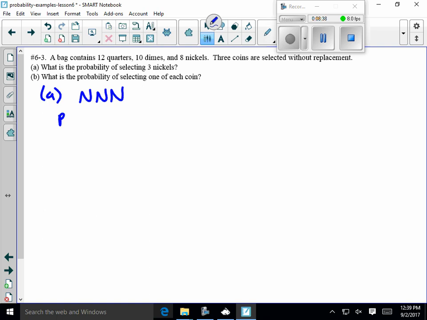It would be the probability of getting a nickel times the probability of getting a nickel given the first one was a nickel, conditional probability, times the probability of getting a nickel the third time given that the first 2 were nickels. Maybe I could write that like that.